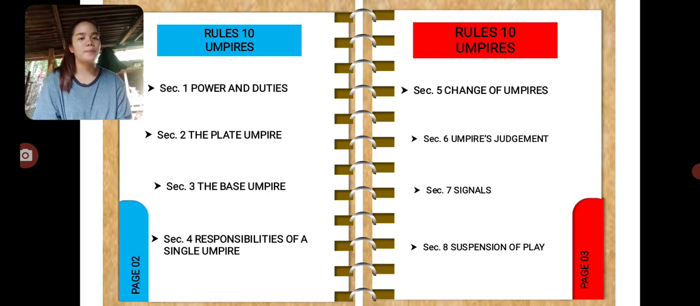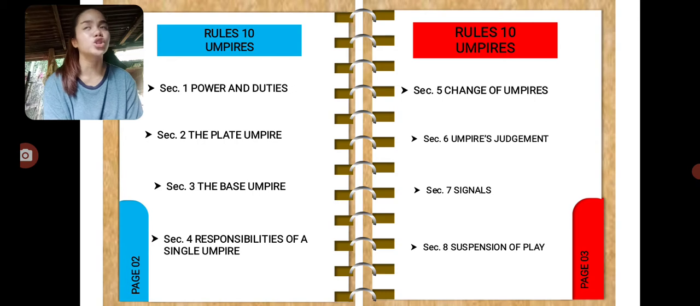Section 3, the base umpire shall take such position on the playing field as required in accordance with the relevant umpire system. Section 4, responsibilities of a single umpire. If only one umpire is assigned, his duties and jurisdiction shall extend to all points. Section 5, change of umpires. Umpires cannot be changed during a game by the consent of the opposing team unless an umpire is incapacitated by injury or illness. So mag-change ang umpire if hindi talaga pwede na makapag gawa ng duty yung umpire due to some injuries.